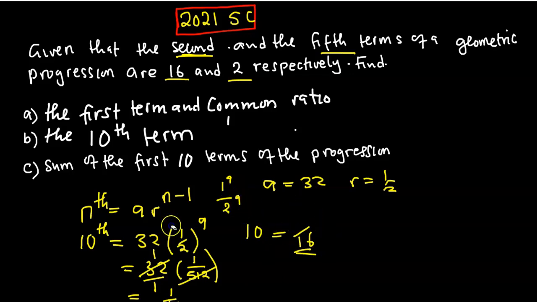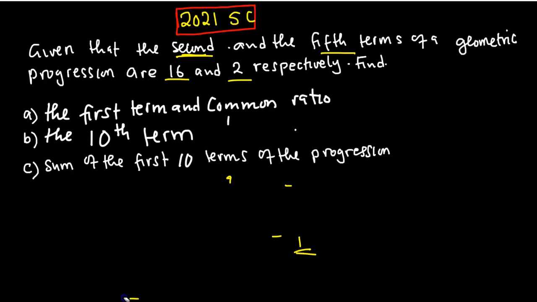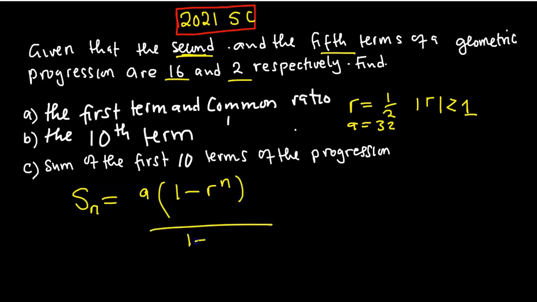Then now, what is the third question, or the other question? Find the sum of the first 10 terms of the GP, or geometric progression. So the sum of the nth term. Now, what is our r? We said our r is equal to 1 over 2. Our a is equal to 32. So it means this one is less than 1, so we are going to use this form: a(1 minus r to the n) divided by 1 minus r. So let us go on and solve it.